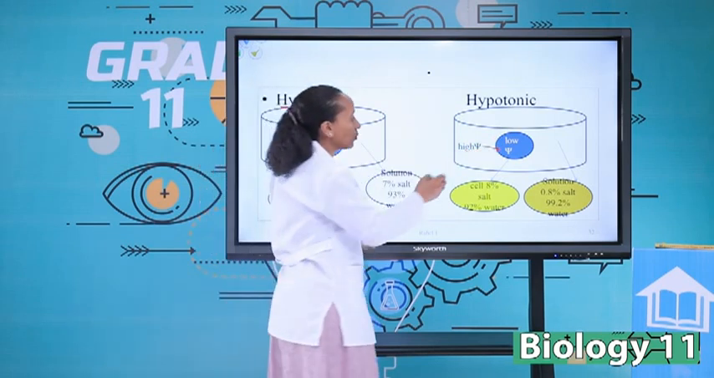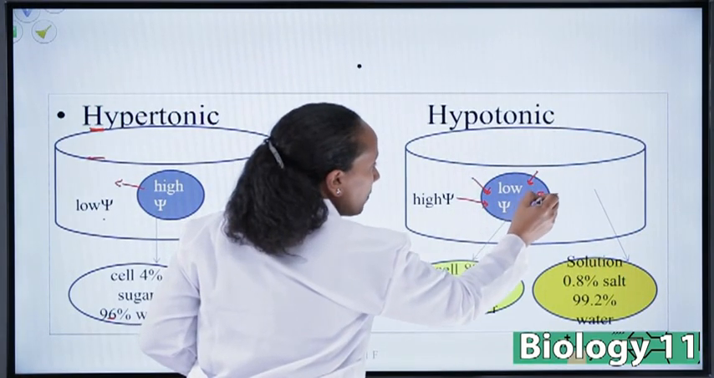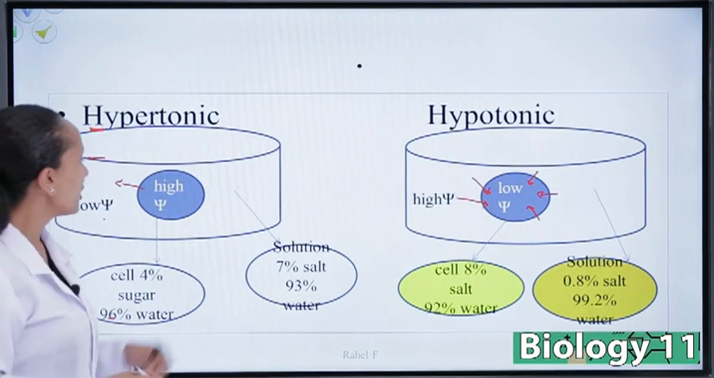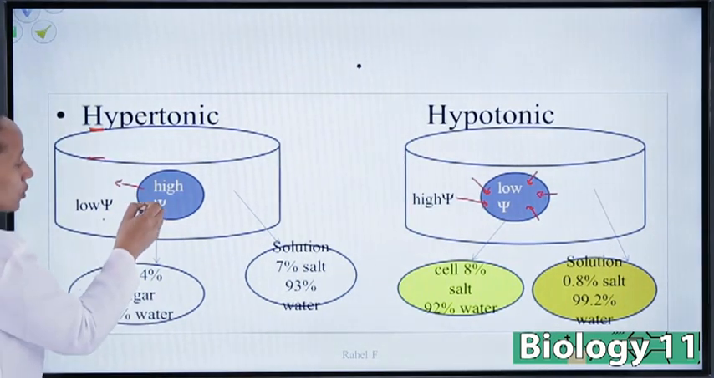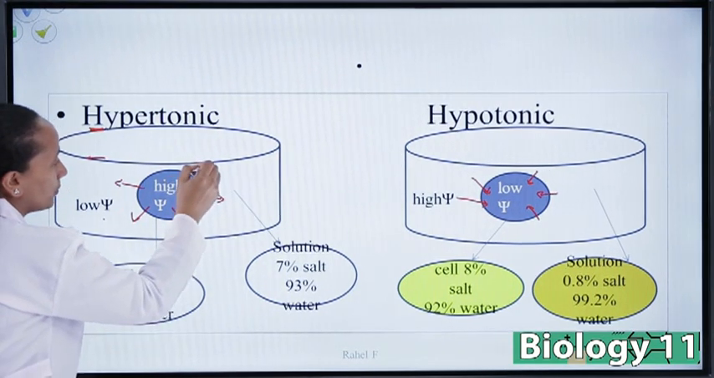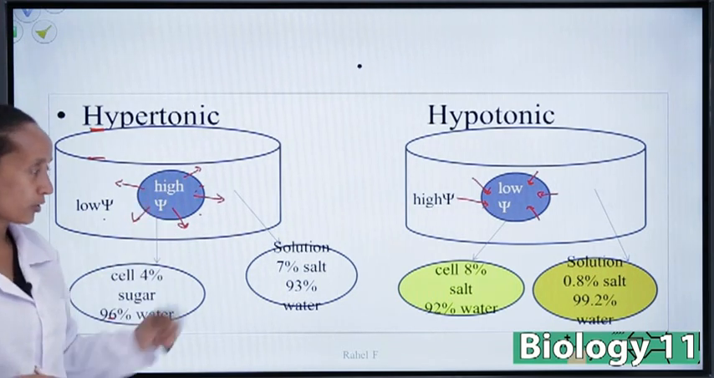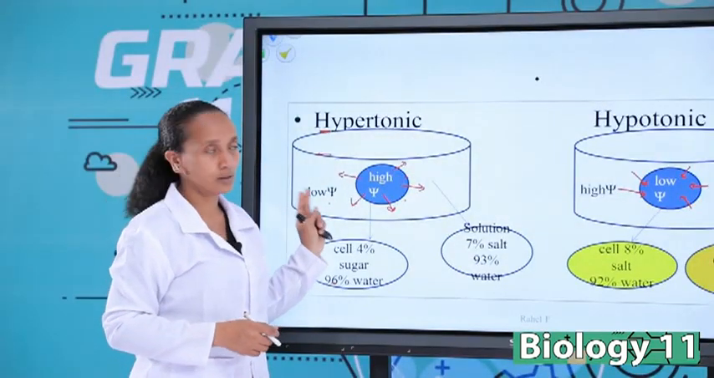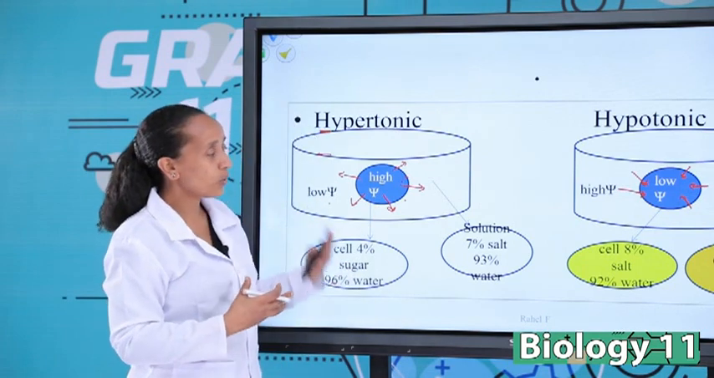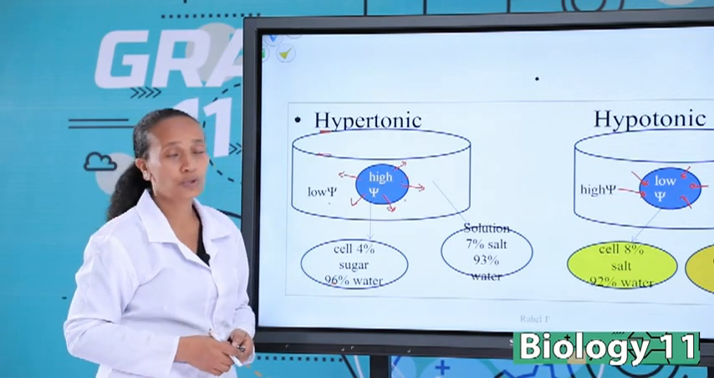The cell will gain water from different directions, and it becomes swollen. But in case of hypertonic solution, water moves out of the cell in all directions, because the cell has high water potential compared with the solution. This is how you can understand what will happen in hypotonic and in hypertonic solution.